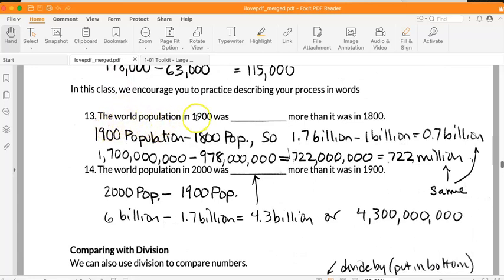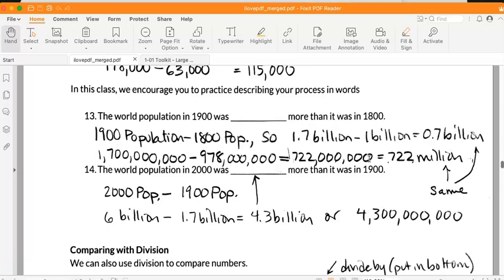So the world population in 1900 was blank more than it was in 1800. I like writing out, okay, we're going to take the 1900 population minus the 1800 population. So here are the two numbers from earlier in our work. And when I subtract these, I get 722 million. Or I could use these numbers, 1.7 billion minus 1 billion, and I get 0.7 billion. And 0.7 billion is the same thing as 722 million.